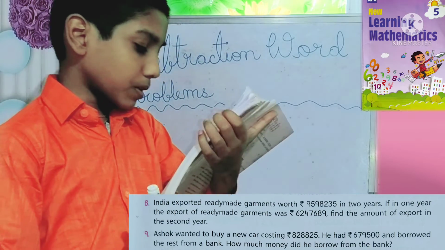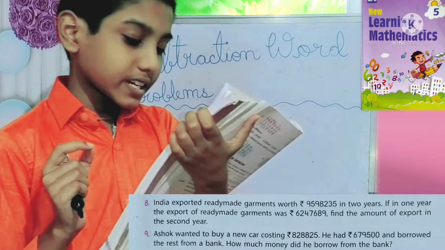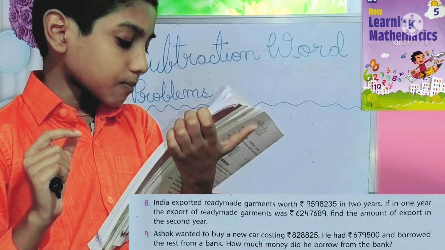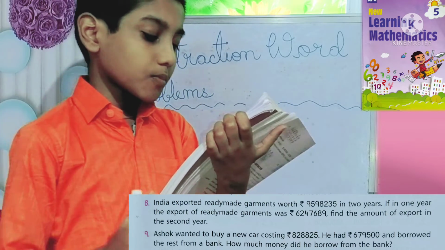Now let's see number 9. Ashok wanted to buy a new car costing rupees 828825. He had rupees 679500 and borrowed the rest from a bank. How much money did he borrow from the bank?